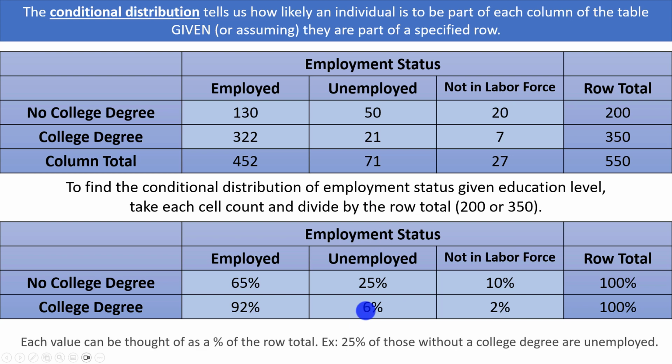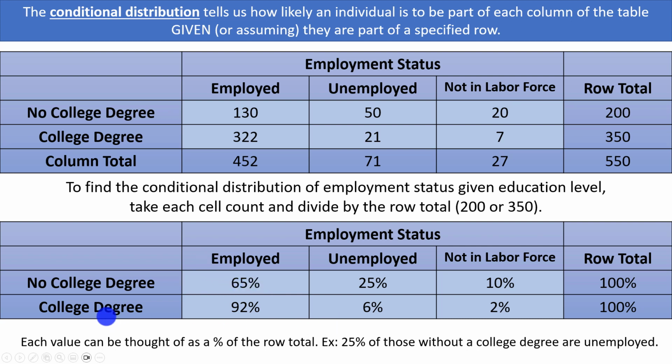And what these values are telling you is each value as a percent of the row total, because we're dividing by the row total. That should make sense, right? So for example, 25% of those without a college degree are unemployed. So it's saying just focus on one row at a time, just out of the people who do not have a college degree. What percent are employed? This is not out of the total. This is out of just those who do not have a college degree. So of those who do not have a college degree, 65% are employed.